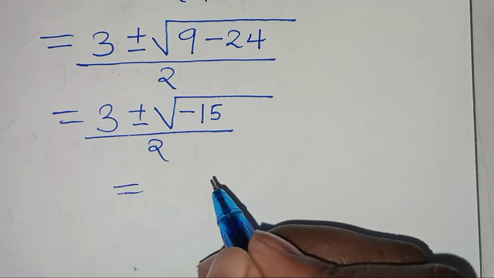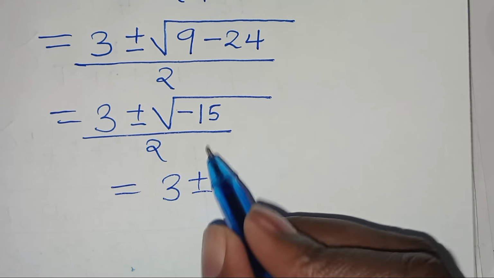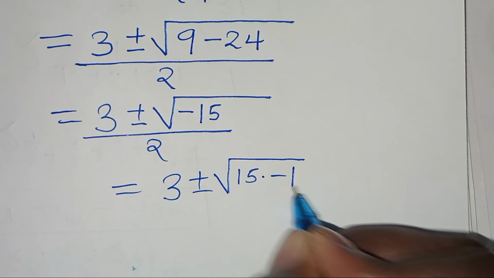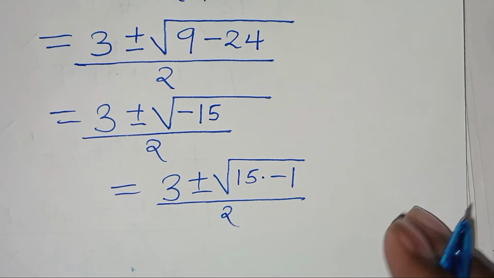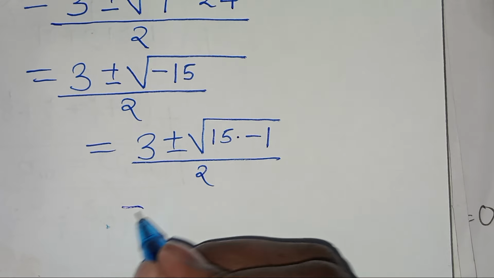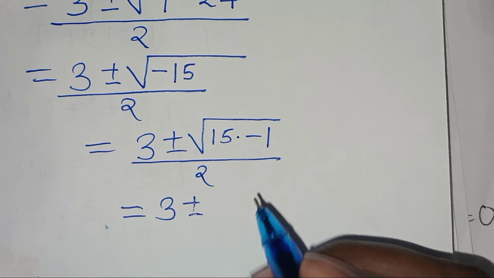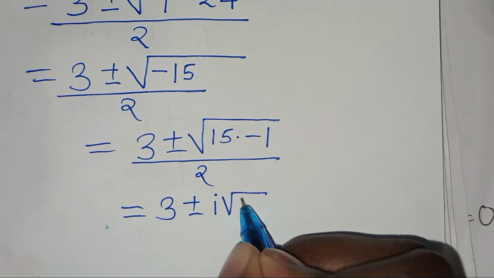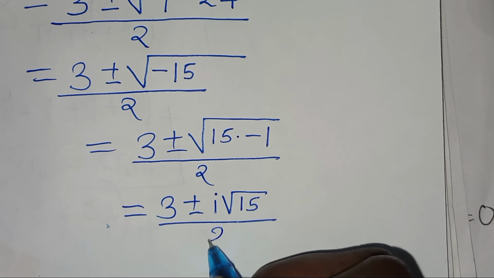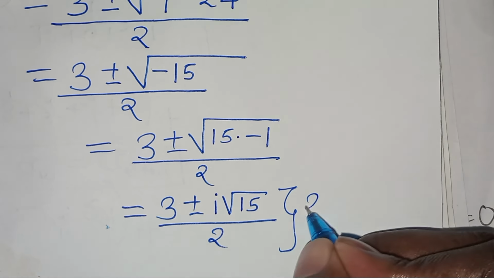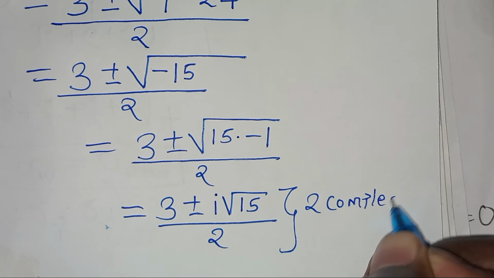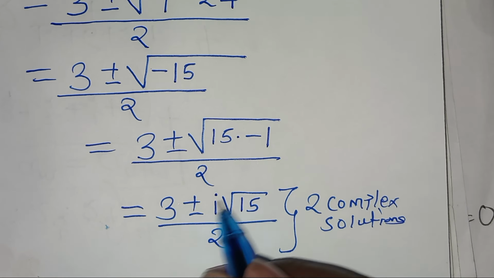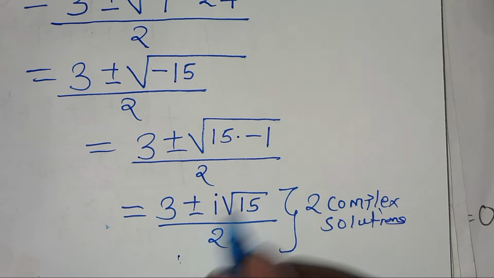So from here we have 3 plus or minus. We can express the square root of minus 15 as the square root of 15 times minus 1, over 2. So we have 3 plus or minus the square root of minus 1, this is i, then square root of 15, divided by 2. So from here we have two complex solutions, of which these two complex solutions cannot give us a real solution.